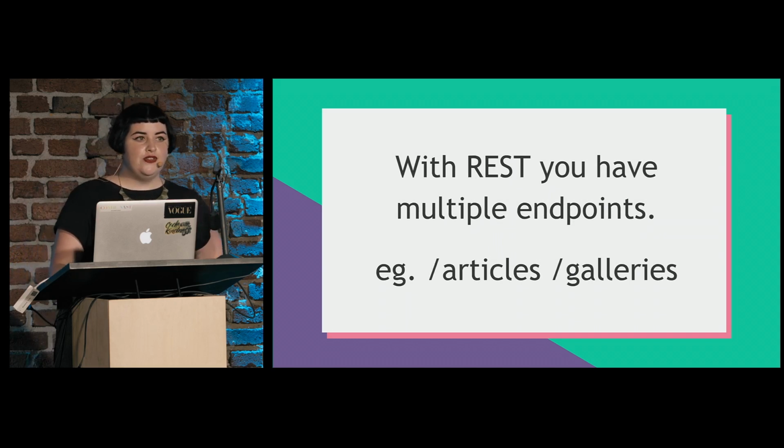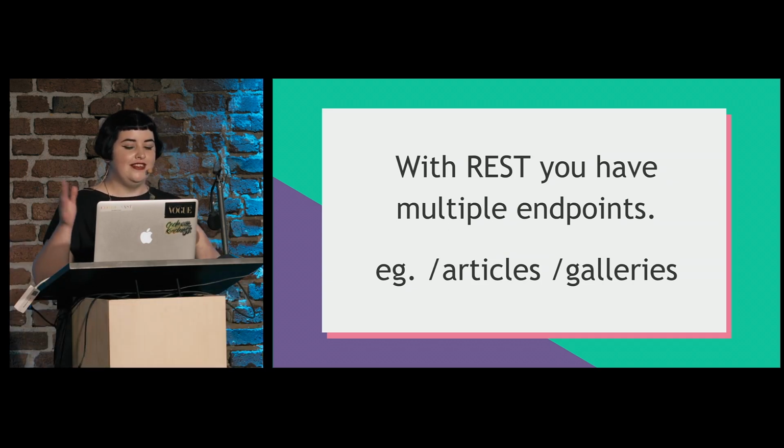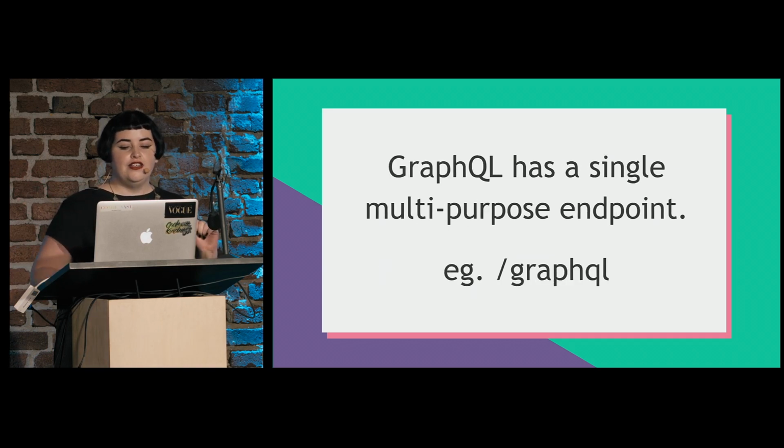So with REST, you tend to have multiple endpoints which represent different resources. So for a media website, you might have an articles endpoint and a galleries endpoint. And the articles endpoint will give you article data, and the galleries, etc. GraphQL only has a single multi-purpose endpoint. It might be /GraphQL. And this endpoint is going to give you all the data that you need in your application.